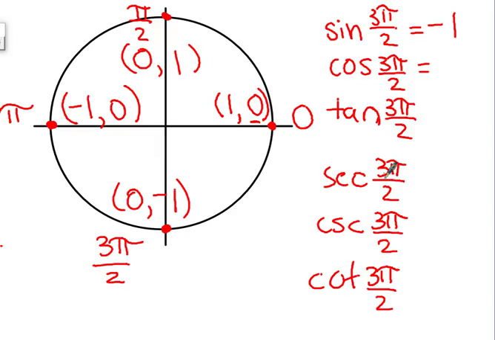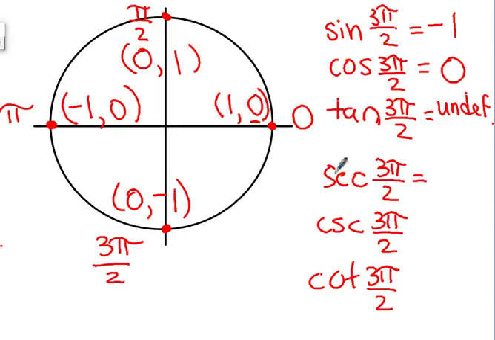You then know that cosine is our x-coordinate, 0. Tangent is the ratio of sine over cosine. So if I take the sine value over the cosine value, that gives me something divided by 0, which is undefined. So tangent is undefined at pi/2 and 3π/2, because when I take my y-coordinate divided by x-coordinate, I'm going to get something divided by 0, and that gives me an undefined tangent.